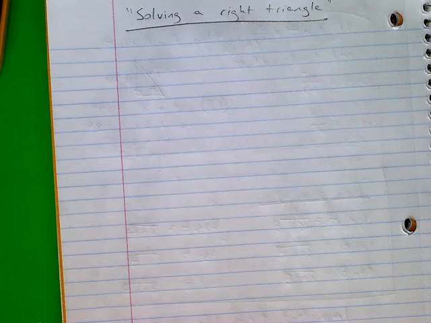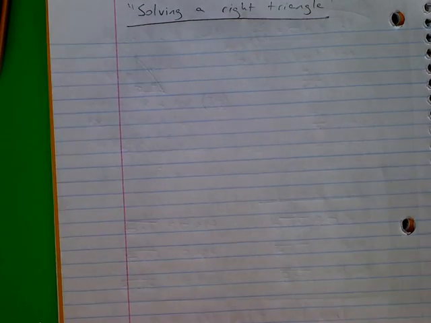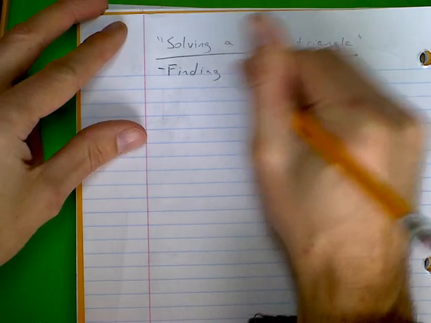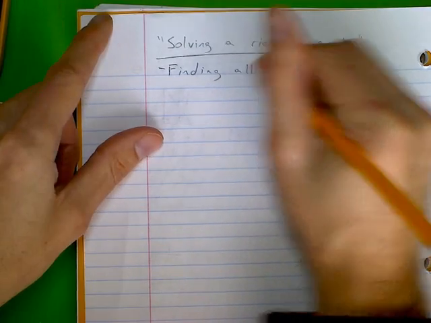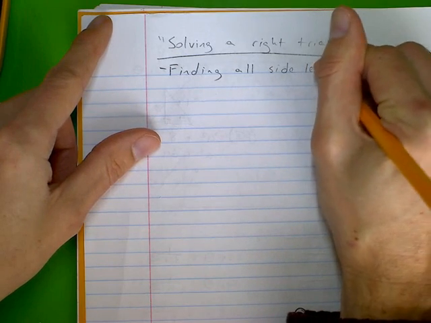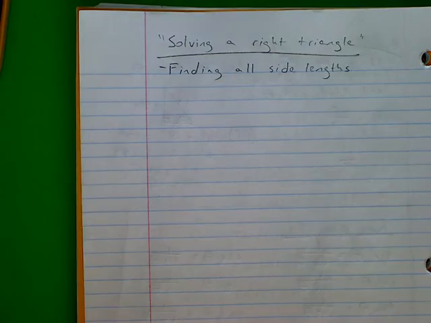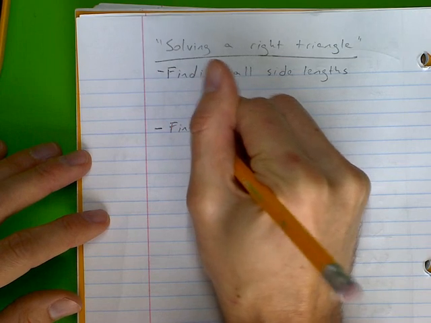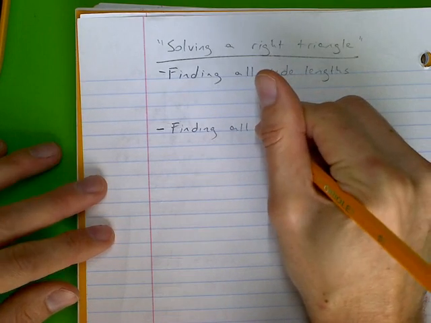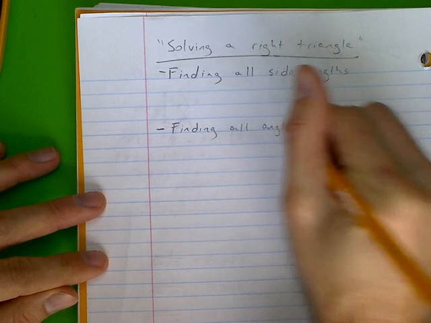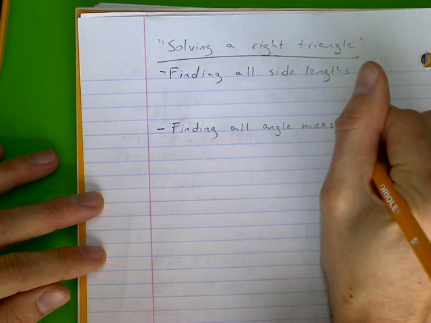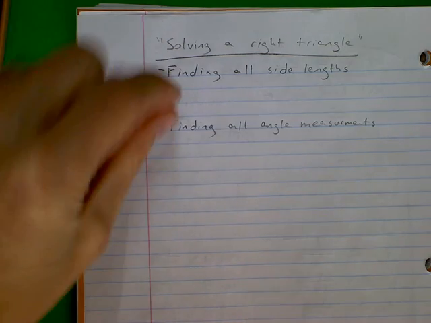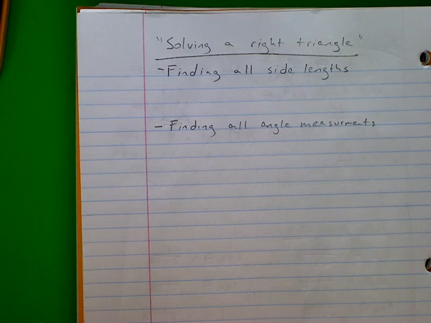Okay, so when we say solving a right triangle, what we mean is, number one, finding the length of all of the sides. And number two, although not necessarily in that order, finding all of the measurements of the angles. So how long are the sides? How big are the angles? If we know all of that stuff, we have solved a right triangle. We know all of its secrets.